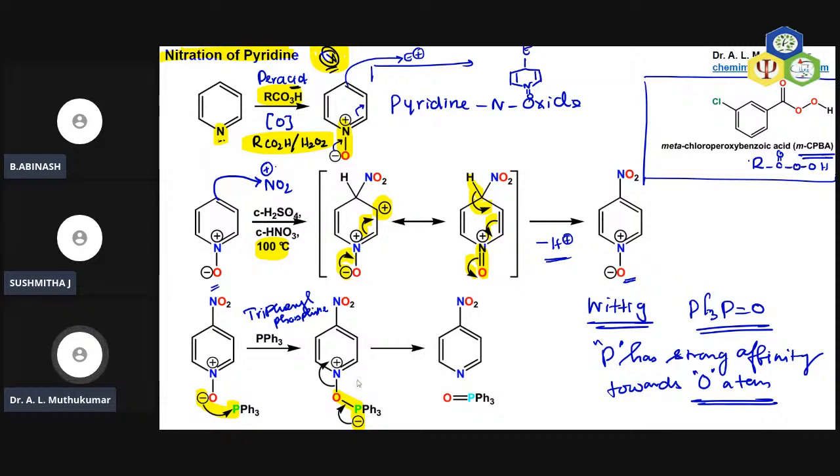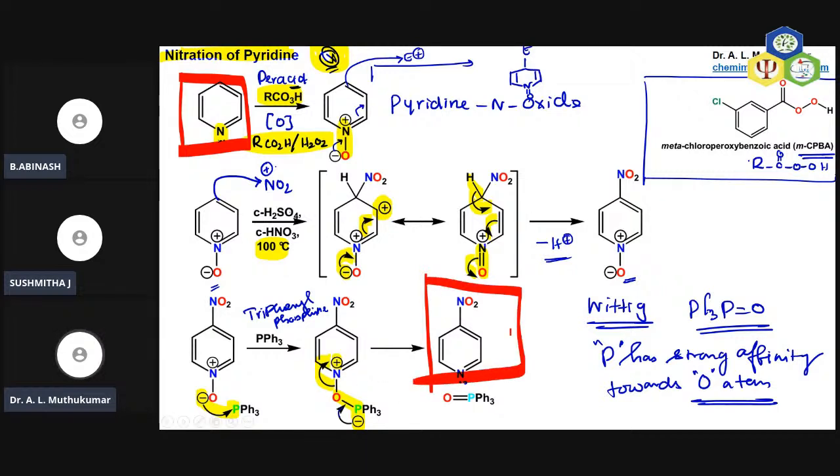Okay, so now what is happening? This minus charge will be moving over here. As a result, this oxygen-nitrogen bond will be shifting towards the nitrogen atom. So it is broken here. You can check here, this oxygen-nitrogen bond is broken, and this electron will be shifting towards nitrogen, and this positive charge becomes neutral. That is, the lone pair of electrons on nitrogen has come back. So my aim is done. That is, I have converted pyridine into 4-nitropyridine. So this is an important question.